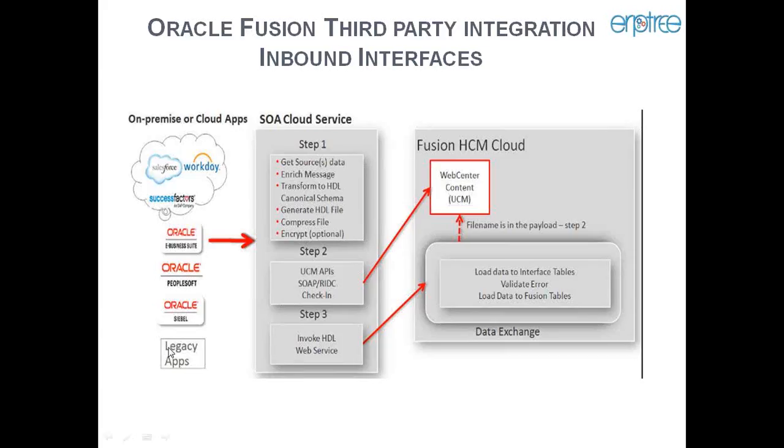So here you can see we have the database in the third party system. From there, we get the data from the source, then we transform the data into the HDL file, so that when we load the data into the Fusion application, it should not error out, because in HDL we have a specific file format in which we have to load the data into the Fusion application.